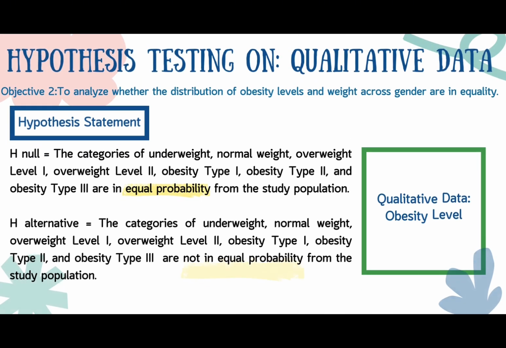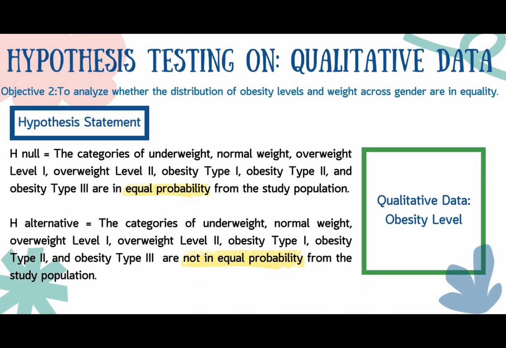For the hypothesis testing on the qualitative data, which is the obesity level, which has been divided into 7 categories, which are underweight, normal weight, overweight level 1, overweight level 2, obesity type 1, obesity type 2, and obesity type 3. The hypothesis statements that have been formulated are: the null hypothesis is, the categories of underweight, normal weight, overweight level 1, overweight level 2, obesity type 1, obesity type 2, and obesity type 3 are in equal probability from the study population.